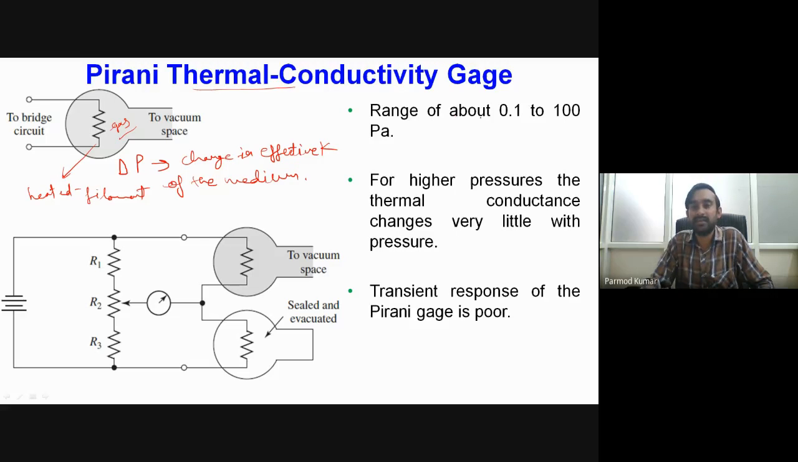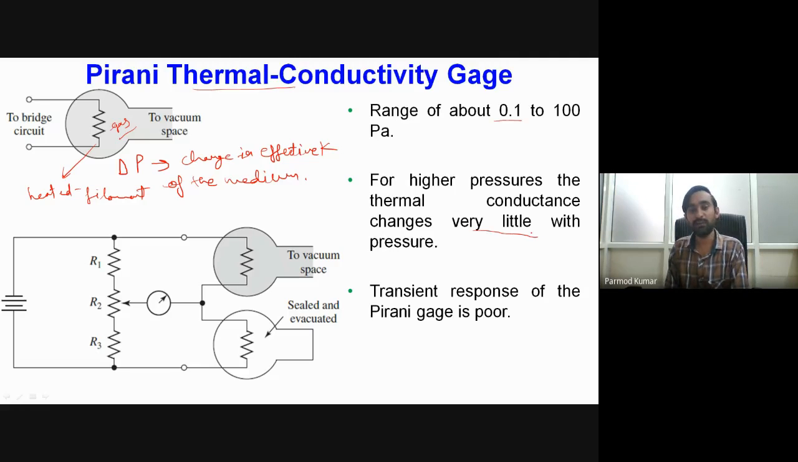Okay, so this type of gauge was used in the past for the range of measurement of pressure within the limits of 0.1 to 100 pascals. Okay, and this type of gauge is not applicable for measurement of high pressures, because at high pressure conditions there is very little change in the thermal conductivity with change of pressure. So because of that, it cannot be employed for the measurement of high pressure.